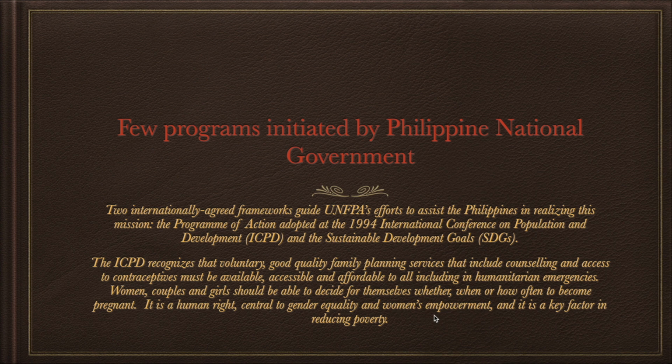The ICPD recognizes that voluntary, good quality family planning that includes counseling and access to contraceptives must be available, accessible and affordable to all, including in humanitarian emergencies. Women, couples, and girls should be able to decide for themselves whether, when or how often to become pregnant. It's a human right, central to gender equality and women's empowerment, and it's a key factor in reducing poverty.